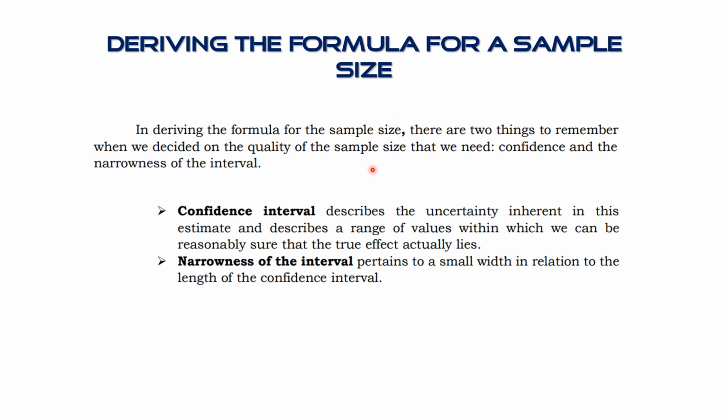Okay. Now let's proceed on how to derive the formula for a sample size. In deriving the formula for sample size, there are two things to remember. That is confidence and the narrowness of the interval. So a confidence interval describes the uncertainty inherent in an estimate and describes a range of values within which we can be reasonably sure that the true effect actually lies. The narrowness of the interval pertains to a small width in relation to the length of the confidence interval.